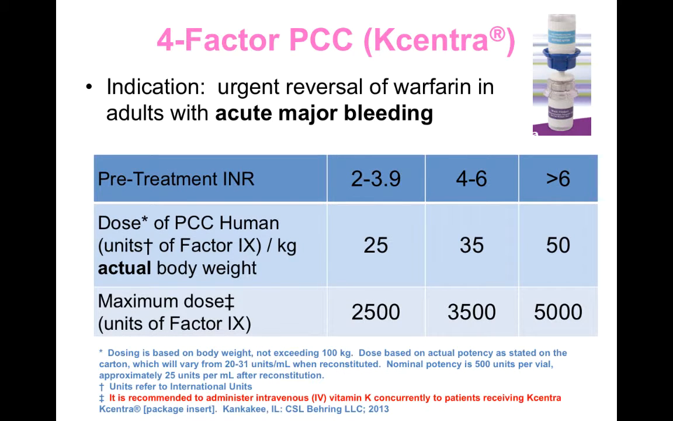The dose of PCC again ranges from 25 to 50 units per kilo, depending on the INR that the patient presents with. So you can see, for example, on the far right column, if the patient's INR is greater than 6 on admission, you would dose their Kcentra at 50 units per kilo. You do use actual body weight when you dose Kcentra, but you do cap it off at a maximum of 100 kilos. So your max dose ranges from 2,500 to 5,000 units overall.